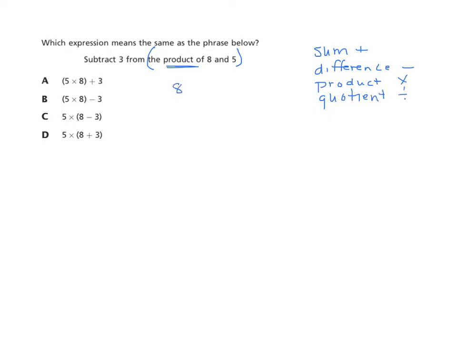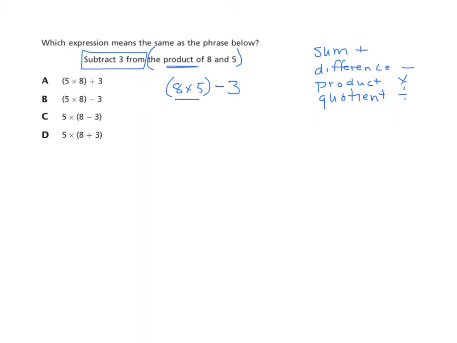I have 8 times 5. I'll put that in parentheses. Now I want to subtract 3 from that. So I have to find my product of 8 times 5. Then I have to take 3 away from that, or subtract 3. So we have our expression here.